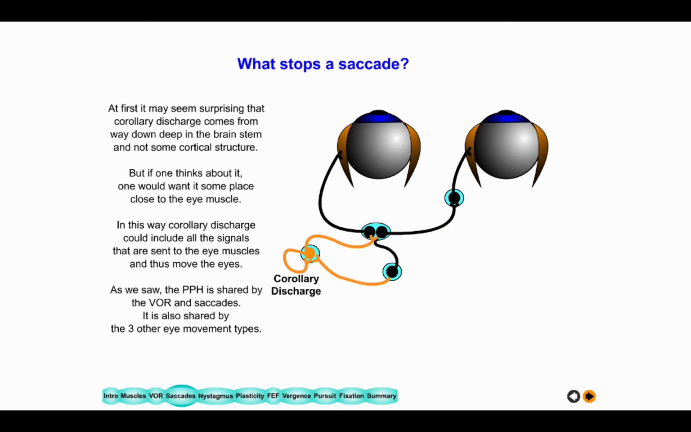Now, you might think that it's a surprising place to put quality discharge. This is quality discharge for eye position. But it's a good place, because this is where every movement would have to go through this PPH. So we saw the VOR went through it. Pursuit movements go through it. All the movements put a signal into this PPH.